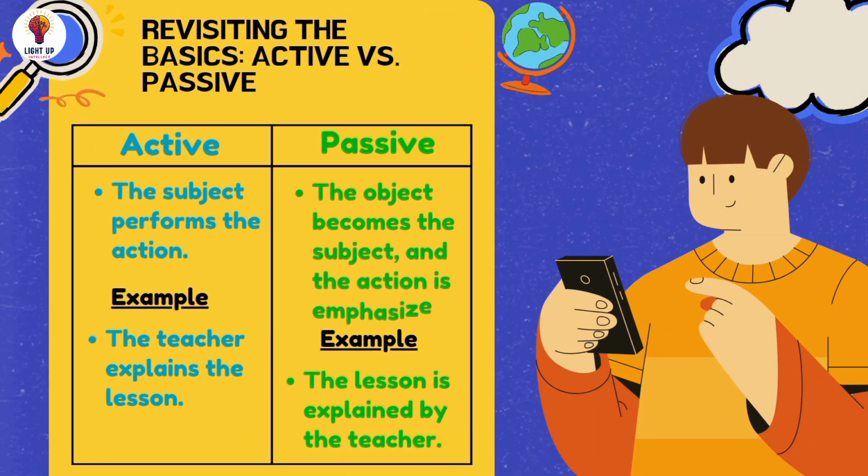For example, the teacher explains the lesson. However, in passive voice, the object becomes the subject, and the action is emphasized. For example, the lesson is explained by the teacher.